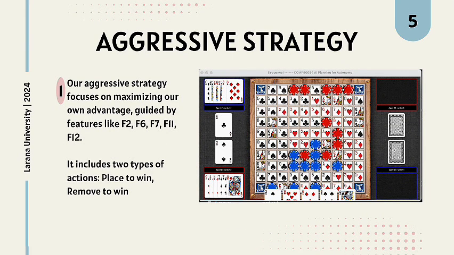Based on the general rules, we designed two strategies, aggressive and defensive. Our aggressive strategy focuses on maximizing our own advantage. It includes two types of action, place to win and remove to win. For example, in this case, our agent plays a 10 and drafts an S, and on the next move, playing the S almost completes two sequences at once.